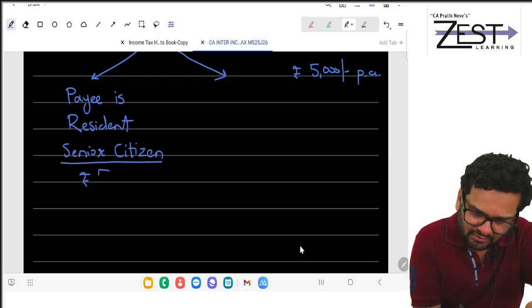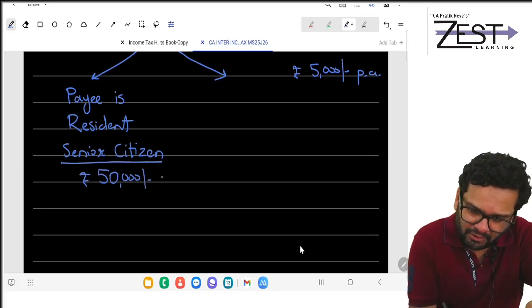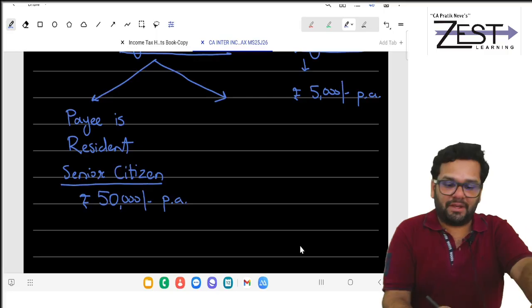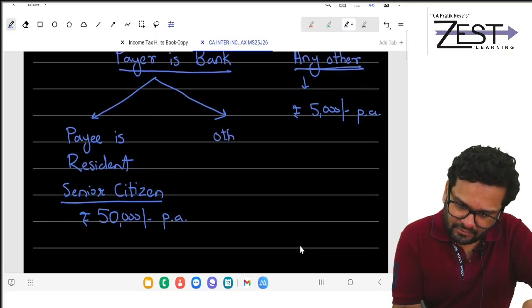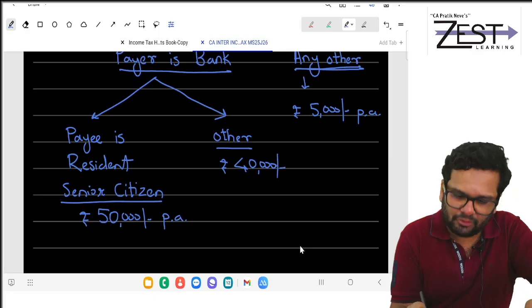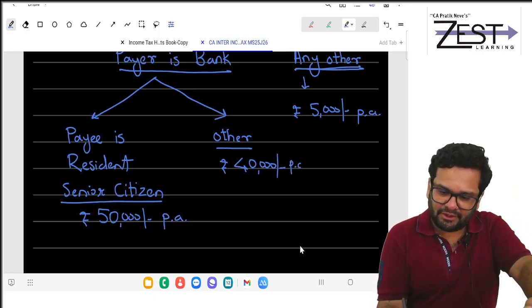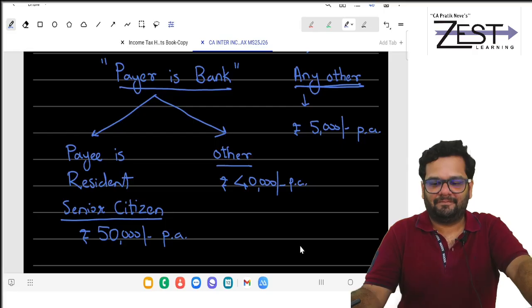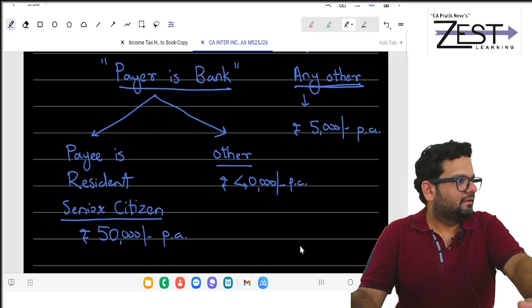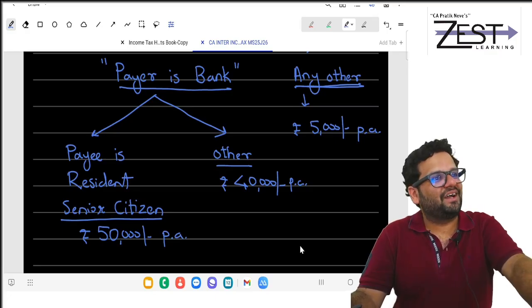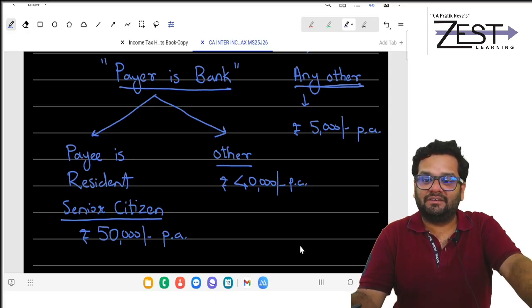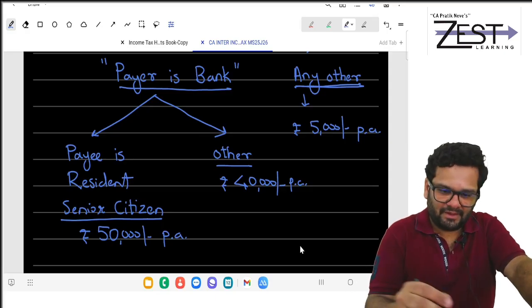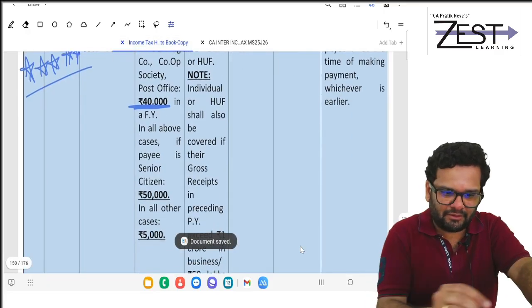Threshold limit is 50,000 per annum. And if payee is other, then it is 40,000. Just to trouble you, 40,000. Remember 3 limits based on who is payer and payee. For this purpose only, I have given it 5 stars, because transaction is important and there are 3 limits. Unnecessarily you will be troubled. See.